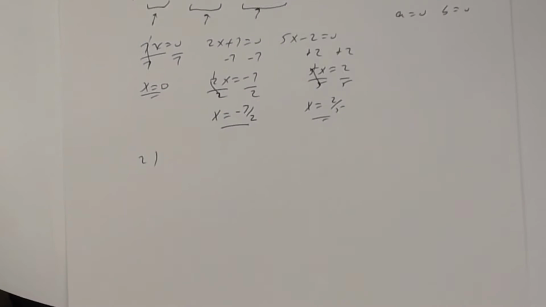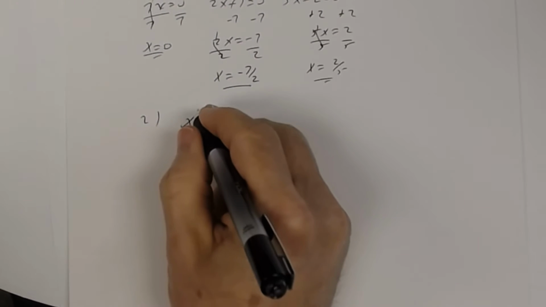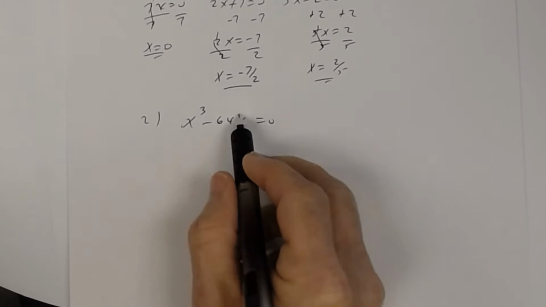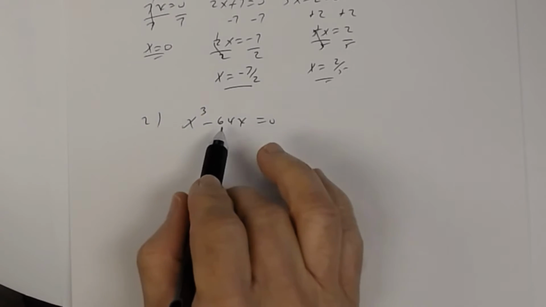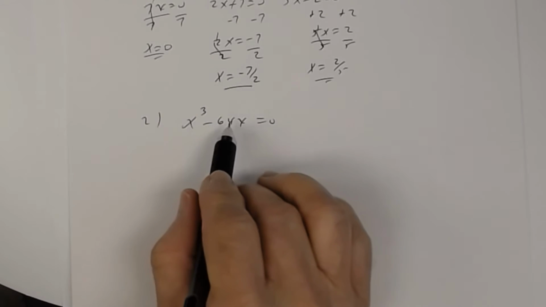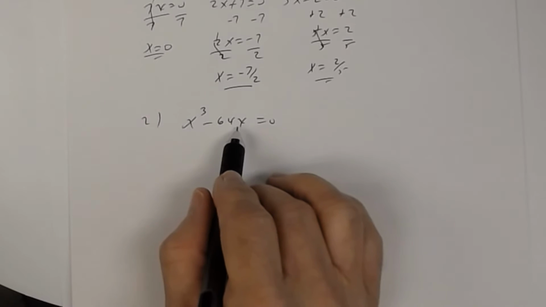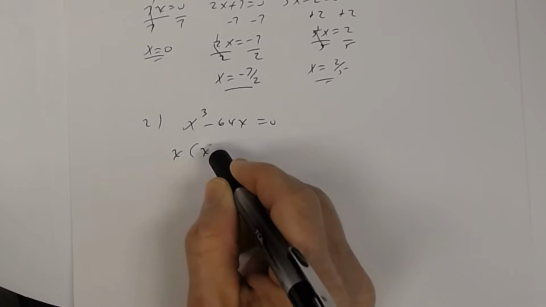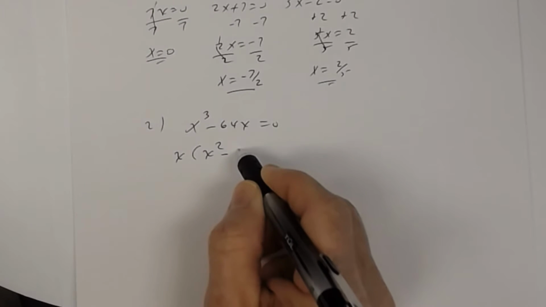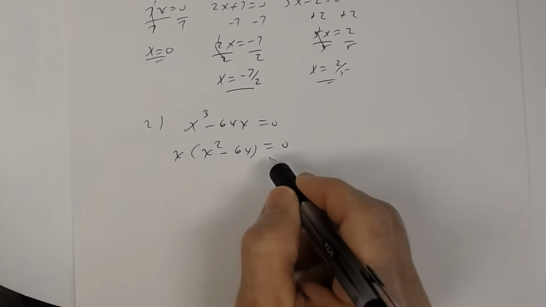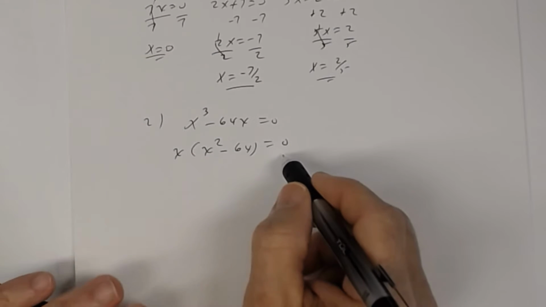Number 2, we have x cubed minus 64x equals 0. Okay, so this is not factored, but you have to remember to factor a polynomial, you got to look for the GCF first. So the GCF here is x. So I'm going to go ahead and factor out an x. When I factor out an x, I get x times x squared minus 64, and that equals 0. So again, make sure you say equals 0 here.